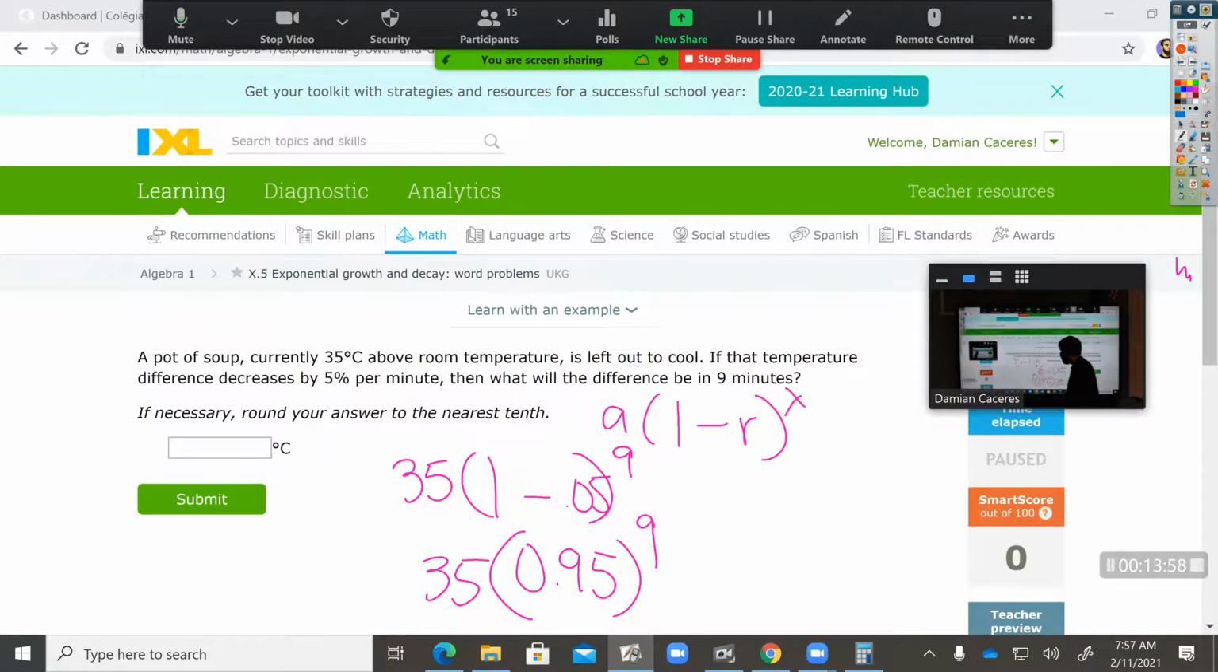So in the calculator, you're going to put 0.95 exponent 9 equals. You get a crazy decimal, it's okay. Press times 35, which is your initial value, 22.